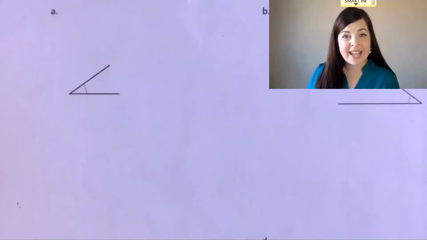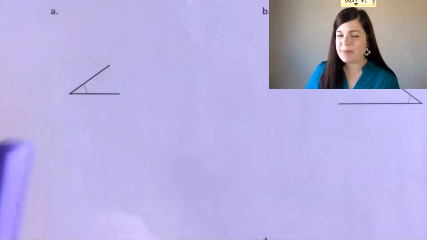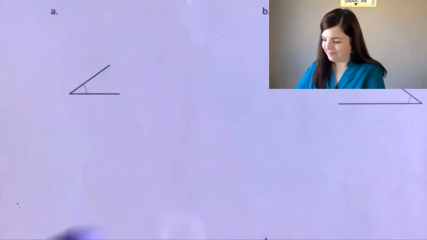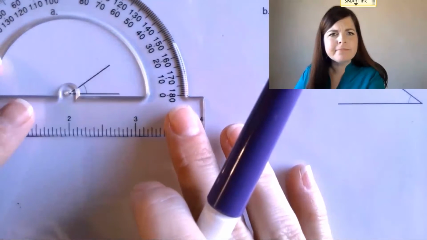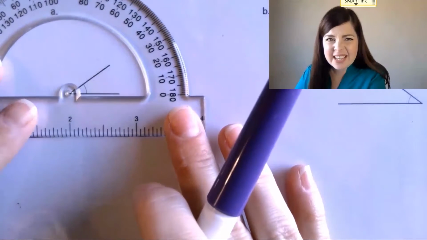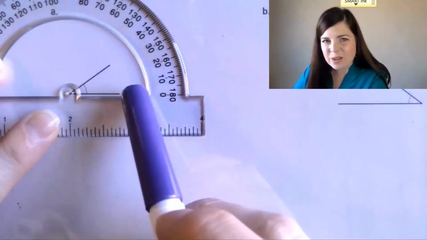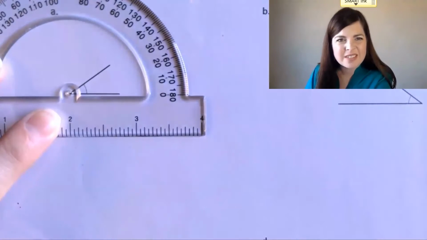Let's look at problem 1A on the problem set together now. Use whatever protractor you'd like to measure the angle that's shown. Are you all noticing, like I am, that the sides of the angle aren't long enough to reach the numbers on the protractor? So what can we do?